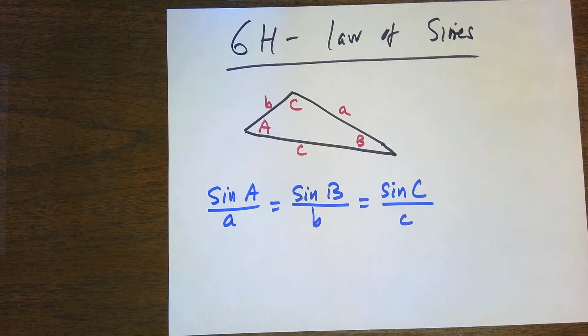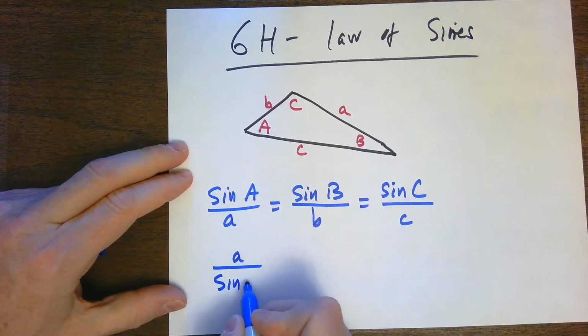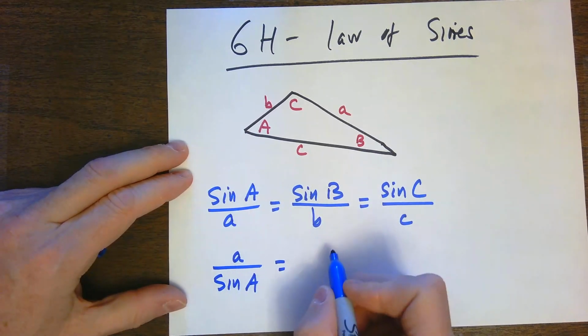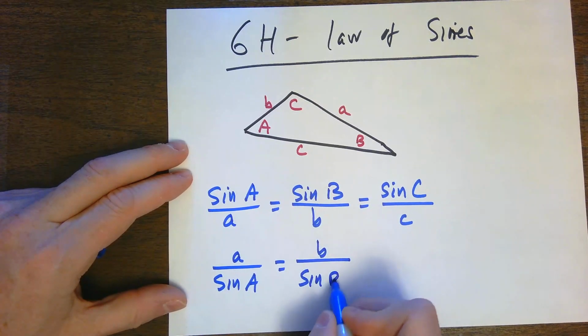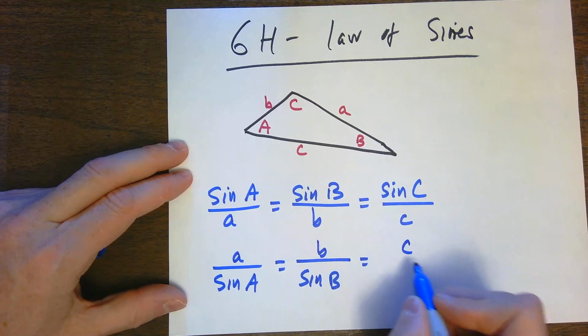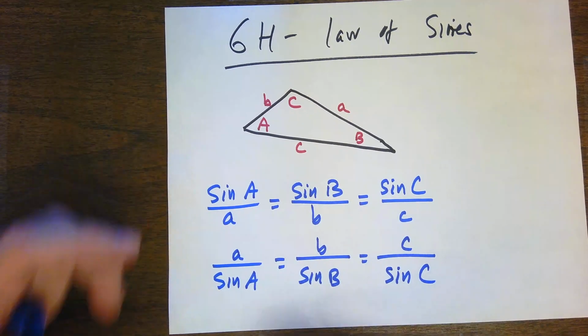Of course, I could flip the whole thing. It would be the same thing as the length of side A divided by the sine of the angle opposite from it is in the same ratio as the length of the side over the sine of the angle opposite, the same ratio as any length of any side divided by the sine of the angle opposite from it.